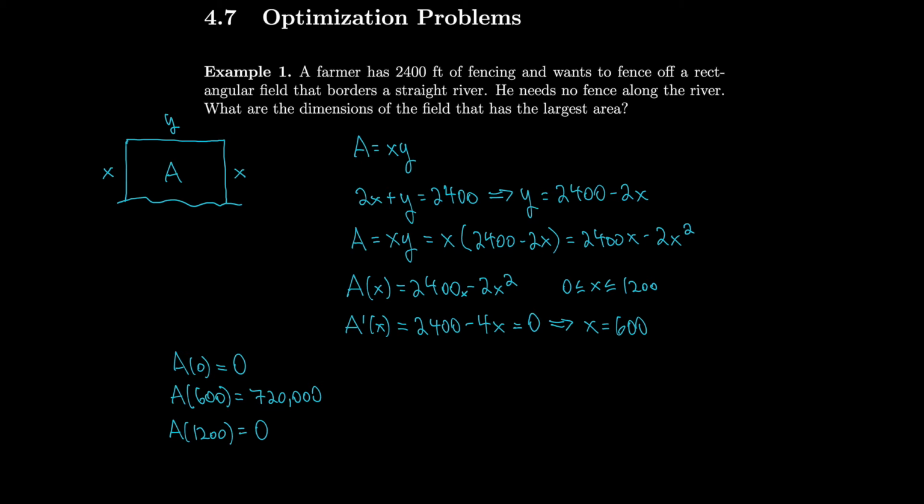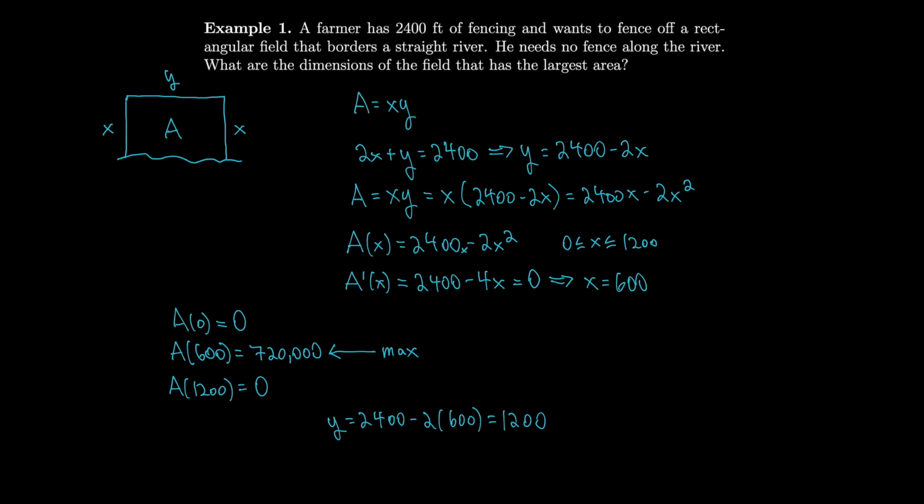So let's calculate what the dimension is over here, because this is definitely our maximum. Well, we know that y is 2,400 minus 2x. So it's 2,400 minus 2 times 600 at the maximum. So that's 1,200. So it looks like we should make this field 600 feet by 1,200 feet to maximize the area.